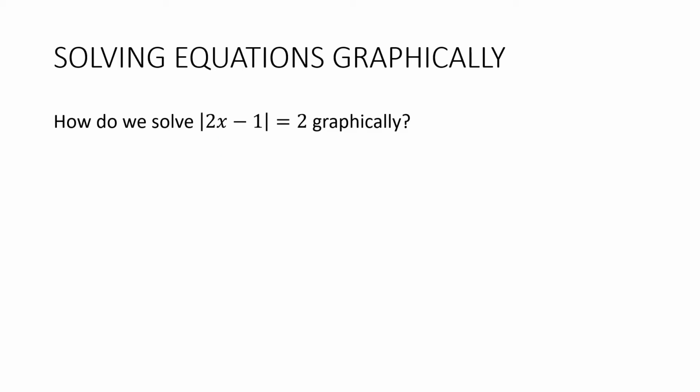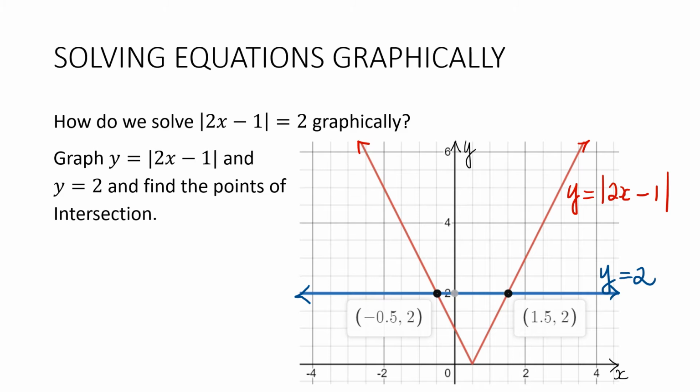This 2 is going to make it steeper than normal. So here's our graph. Y is equal to the absolute value of 2x minus 1. It's bouncing at a half, and it's steeper than y is equal to x. And here's the graph of y is equal to 2. It's a horizontal line. Now the points of intersection are negative 0.5 and 2, and 1.5 and 2. But when we're solving an equation, we actually only want the x values. So the solutions are x is equal to negative 0.5 and 1.5.